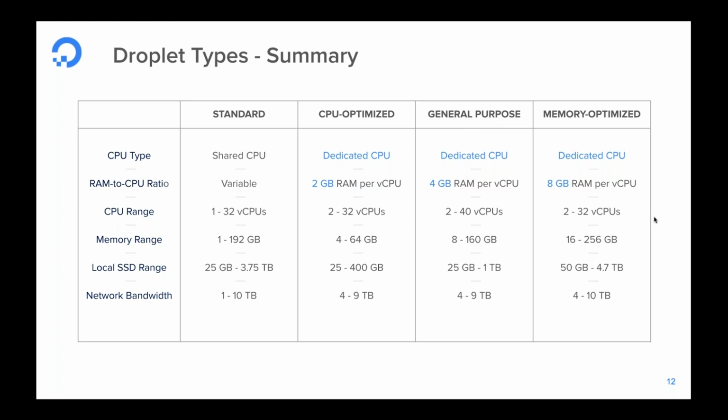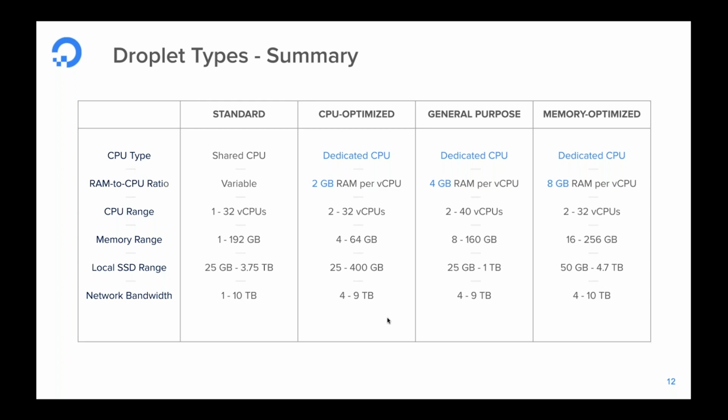And so depending on the type of workload you have, depending on the type of application needs you have, you can either pick one of the different types of standard droplet types that share CPUs and come in different shapes and sizes, or you can pick a droplet type with a specific ratio of RAM to CPU and dedicated CPUs. It all depends on the use case at the end of the day.